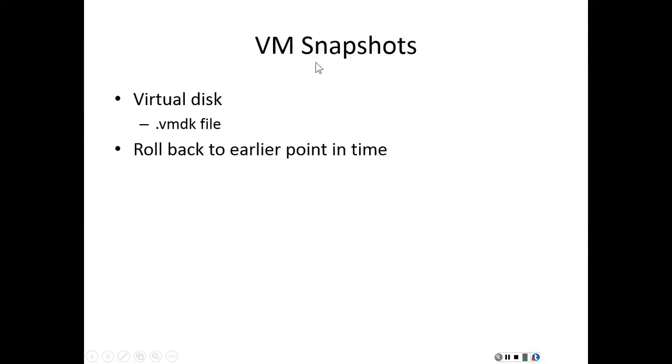Now, let's look at VM snapshots. A VM snapshot takes a picture or a copy of the virtual disk, the .vmdk file. That way, in case you do something that really screws it up, you can then roll it back to an earlier point in time.